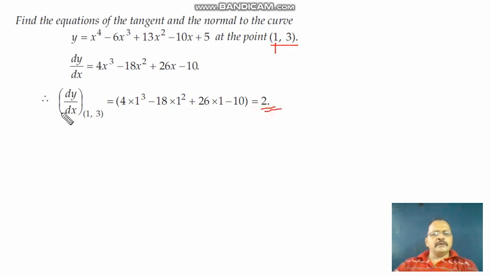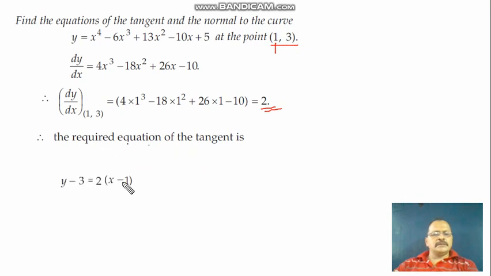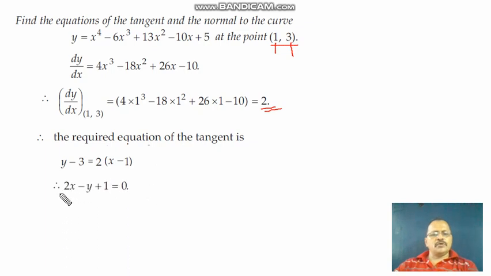After finding this dy by dx, let us use the formula. The equation of tangent is y minus y1 is equal to slope into x minus x1. Slope is 2. So y minus y1, that is 3. Y minus 3 is equal to 2 into x minus 1. Rewriting this equation in neat form, we get 2x minus y plus 1 is equal to 0.